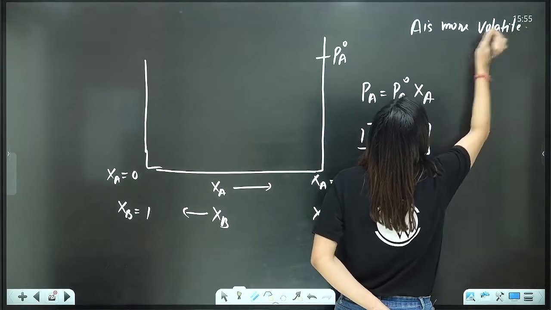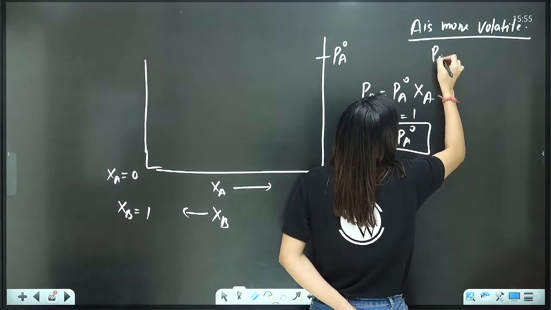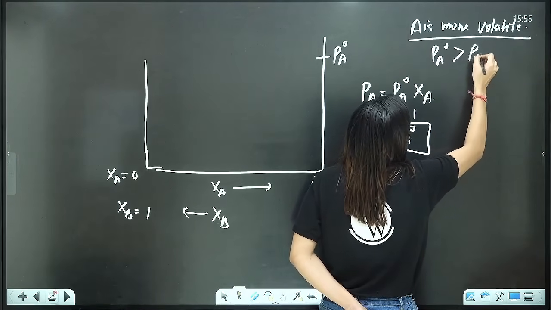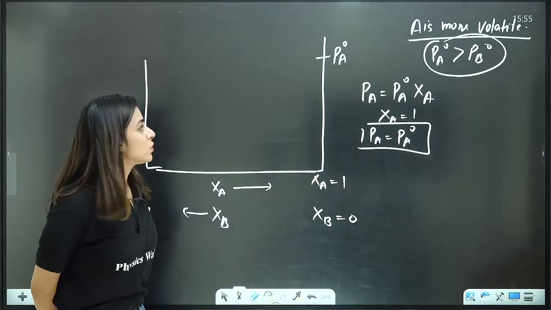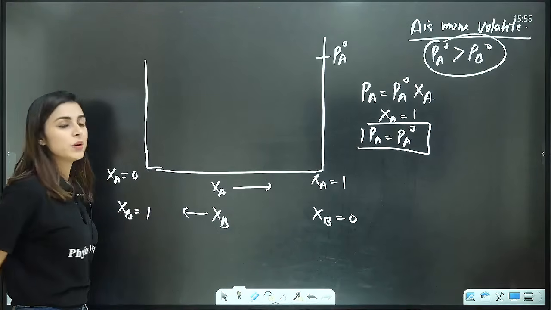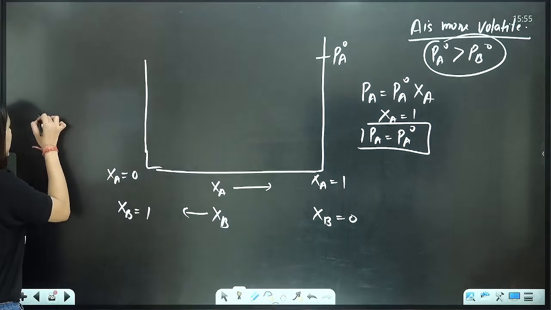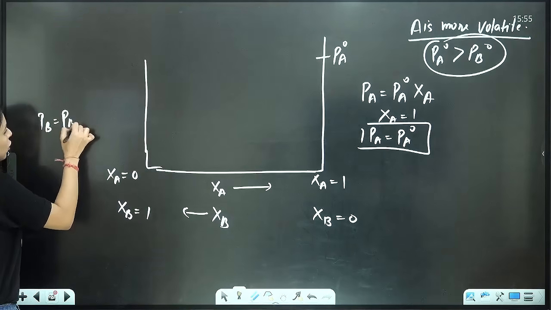what do I mean by that? I mean that PA naught would be more than PB naught at a particular temperature. So I know that when XB is equal to 1, then PB is equal to PB naught XB.